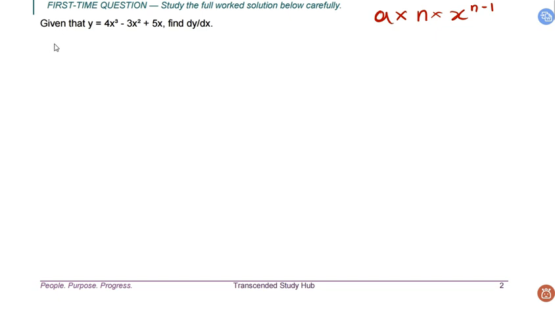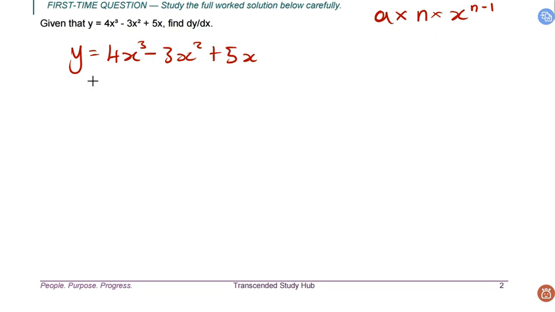So the question is saying, given that y is equal to 4x to the power 3 minus 3x to the power 2 plus 5x, find dy over dx. So in short, we are just finding the derivative, the same thing which we have done on the first question there. That's the same thing which you have to do here. So pause the video and then you try it by yourself.